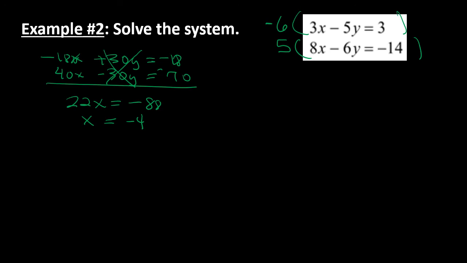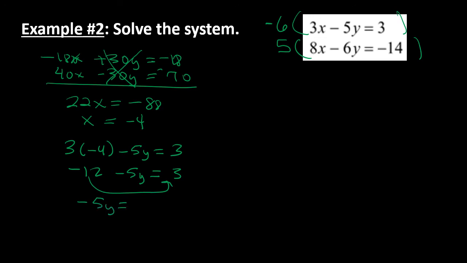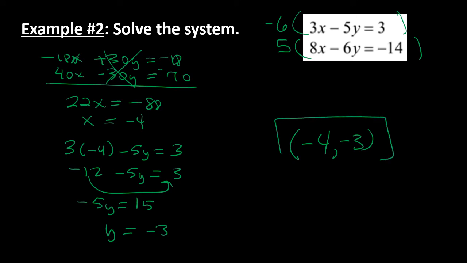So there's 3 or 4 different ways you could have approached this problem. So if x is negative 4, I'm just going to substitute this back into the first equation. So you get negative 12 minus 5y equals 3. I'm going to move my 12 over, so negative 5y equals 15, and y equals negative 3. So this is an ordered pair. So again, if you graph those two lines, they would intersect in the point negative 4, negative 3.